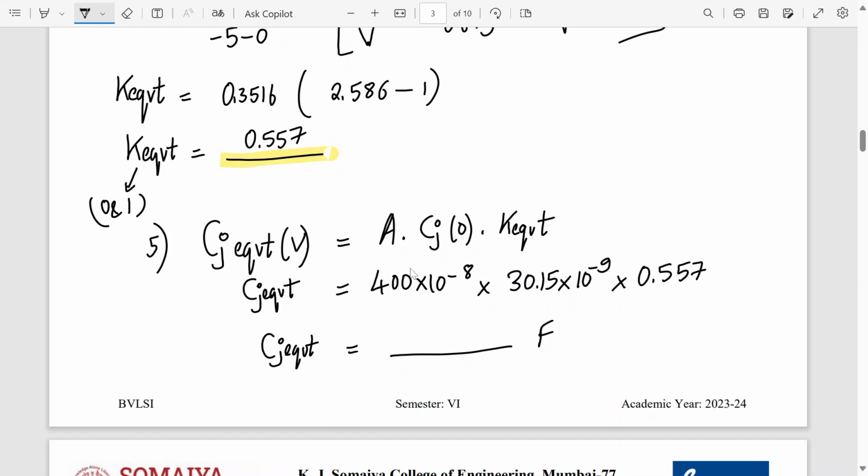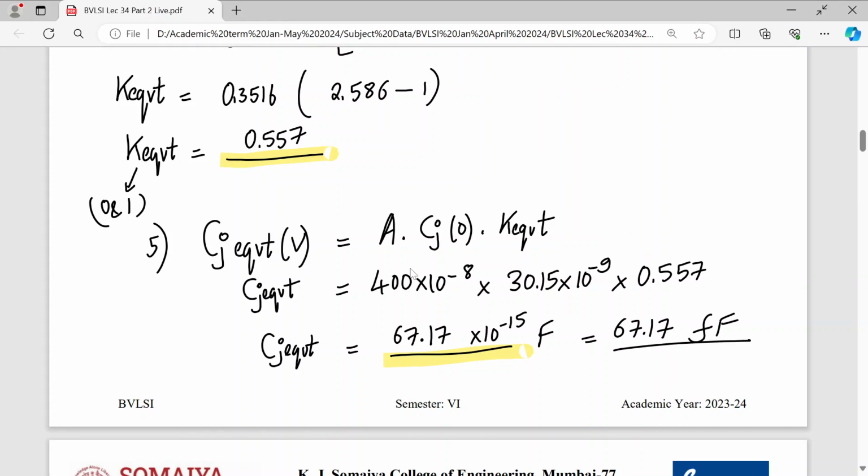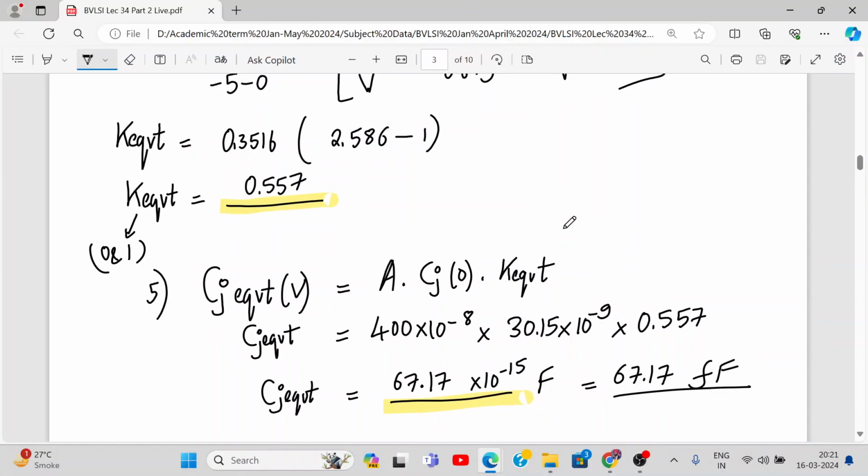This is the last answer for this numerical, and we have one more numerical to go. How much it is? Yes. So basically this capacitance is 67.17 femtofarad. Okay, so this is the way we can use all the formulas to calculate. But this was the easy part. Now the tough part is the next numerical which is coming up, which is very, very crucial.